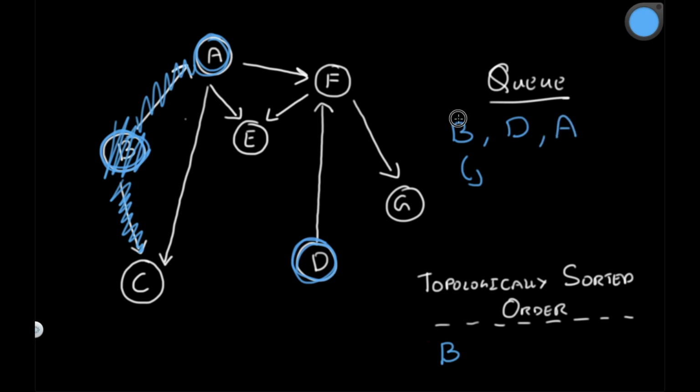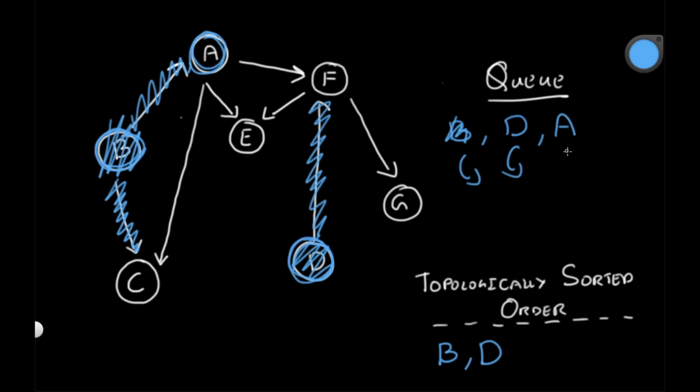And similarly, once we added A, now we're going to pop out whatever we have in the queue again. So we're going to pop out D, and we're going to add that to our topologically sorted order. And similarly, we're going to cross out D and the arrows going out from D. And now we just see if anything has been freed up. But there is nothing which is freed up because of this. So what we're going to do is pop out the other element inside of our queue.